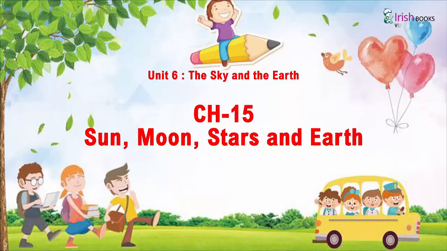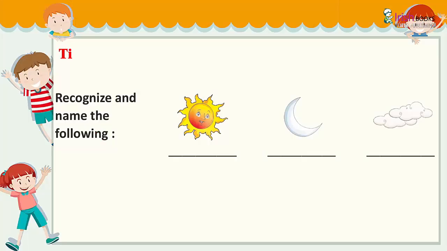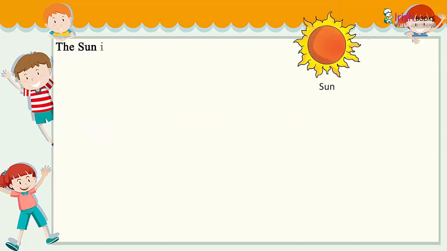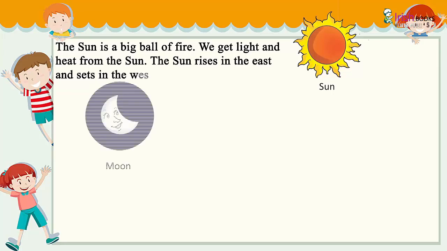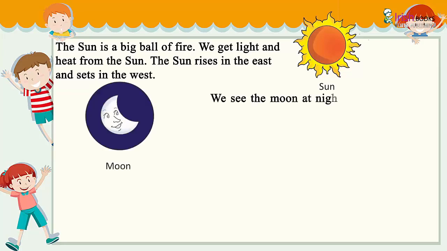Unit 6. The Sky and the Earth. Chapter 15. Sun, Moon, Stars and Earth. Time to think. Recognize and name the following. The sun is a big ball of fire. We get light and heat from the sun. The sun rises in the east and sets in the west. We see the moon at night.